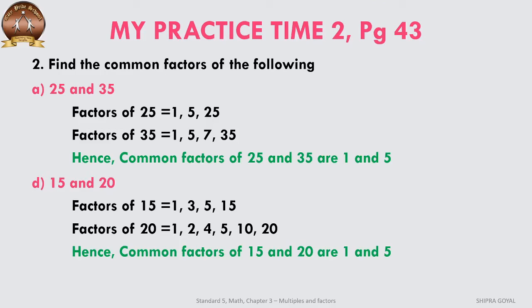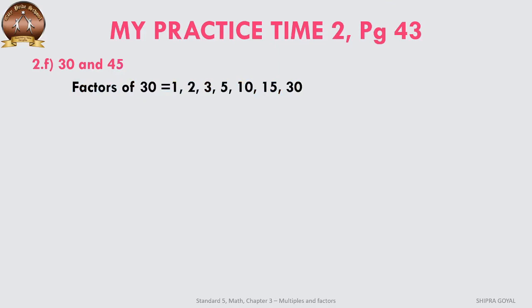But that doesn't mean that 1 and 5 are always going to be the common factors. Let us take another example which has 30 and 45. Here we might have some other factor also. So let us see this. Factors of 30 are 1, 2, 3, 5, 10, 15 and 30. Similarly, the factors of 45 are 1, 3, 5, 15 and 45.